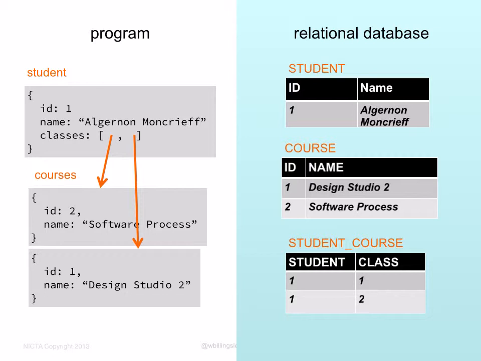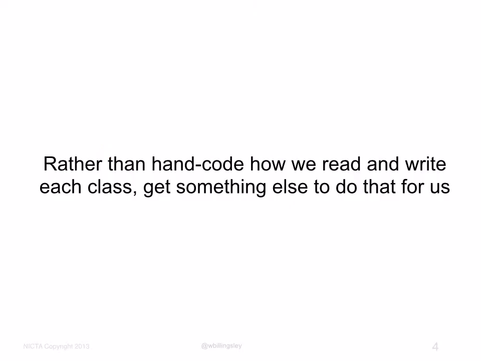Very often, we write programs that have the same sort of mappings. There are common conventions in how these mappings are done. And so one of the observations for object-relational mapping is that perhaps we shouldn't hand-code those mappings. Rather than hand-code how we read and write each class to the database, perhaps we could get something else to do that for us automatically. So that's the basis behind object-relational mapping. Something is going to handle that mapping between the representations for you.